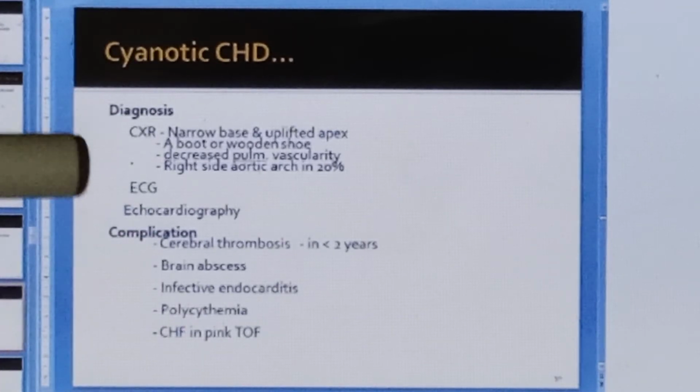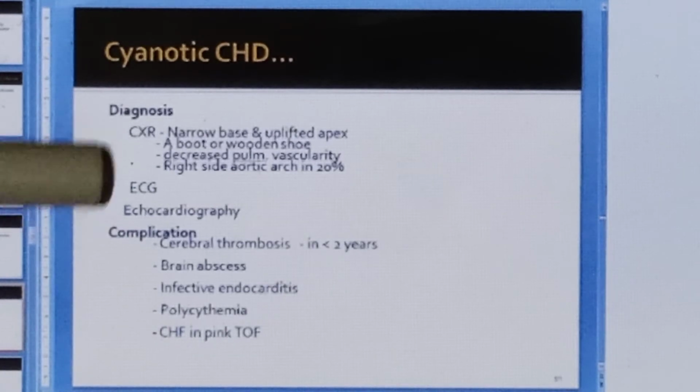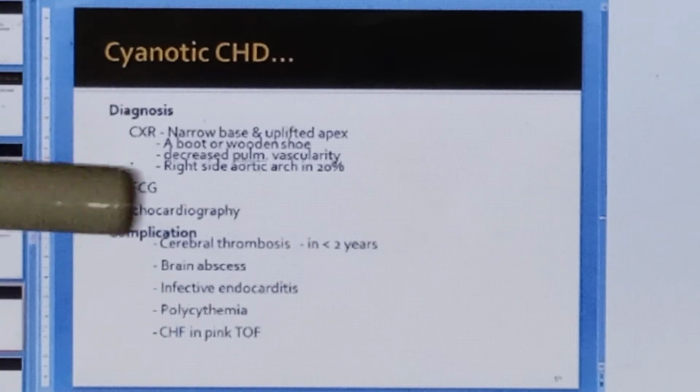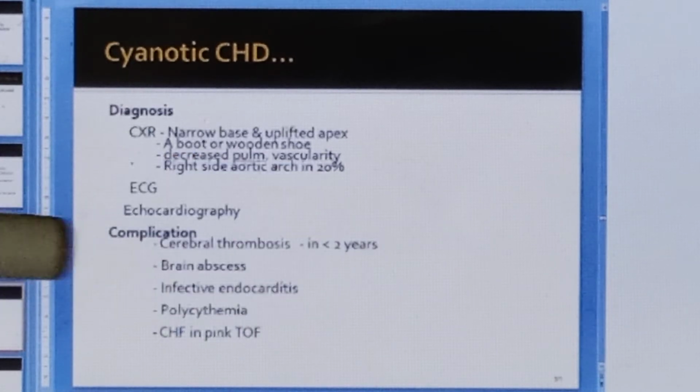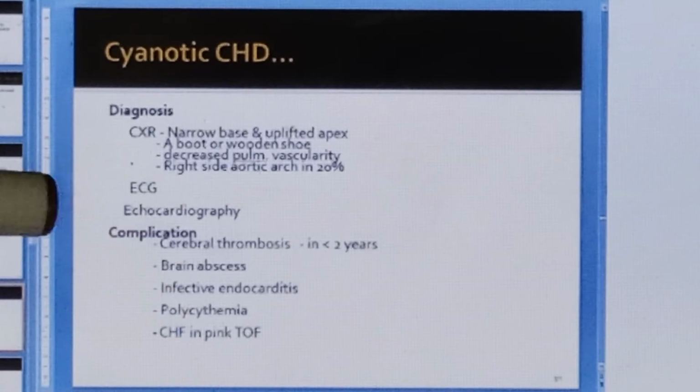The other findings in the ECG are right ventricular hypertrophy or right axis deviation, and the echocardiogram is diagnostic as it shows the ventricular septal defect, high pressure in the right sided ventricle, and pulmonary stenosis. So it basically gives all the four features of tetralogy of Fallot. So echocardiogram is very important.